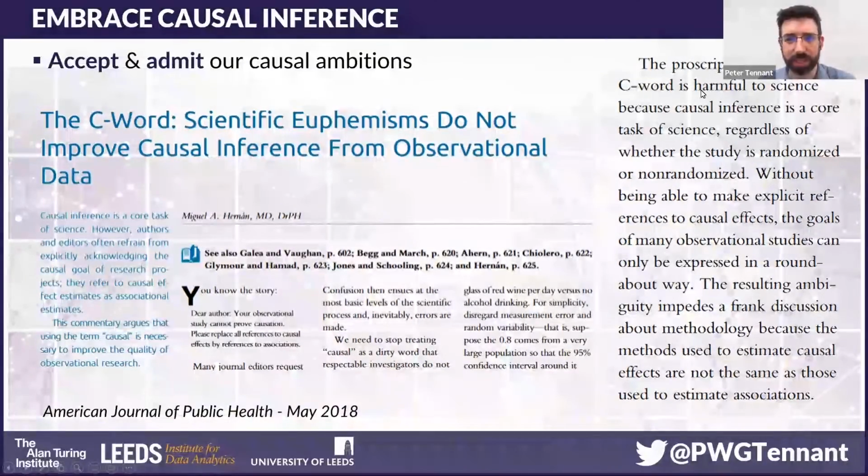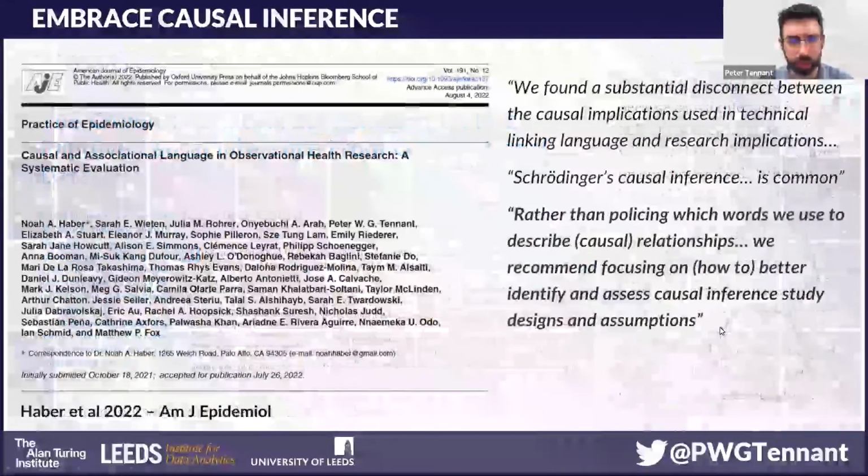The prescription against the C word is harmful to science because causal inference is a core task of science, regardless of whether the study is randomized or non-randomized. And without being able to make explicit references to causal effects, the goals of many observational studies can only be expressed in this kind of roundabout way. And the resulting ambiguity impedes a frank discussion about, in a sense, the appropriate methodology that we should use.